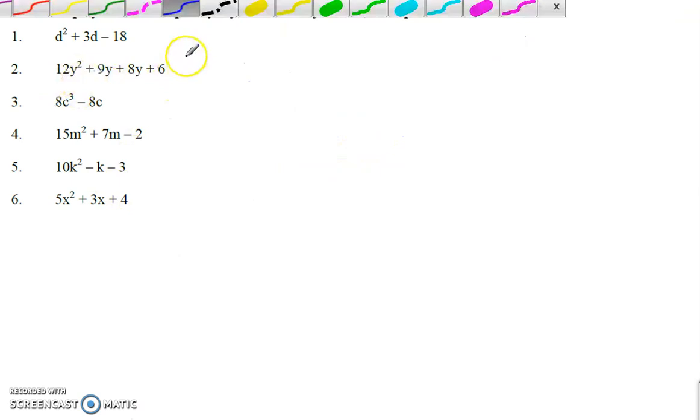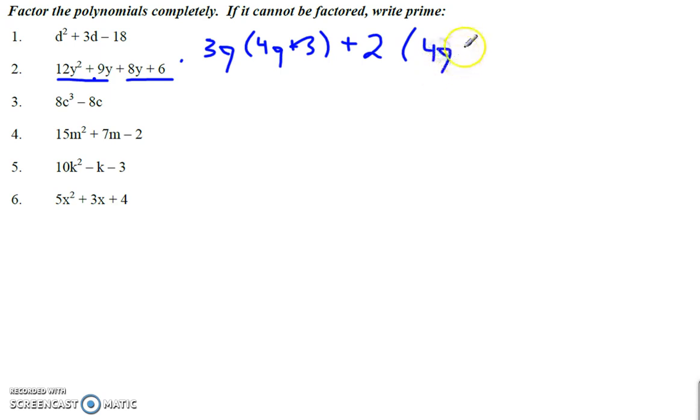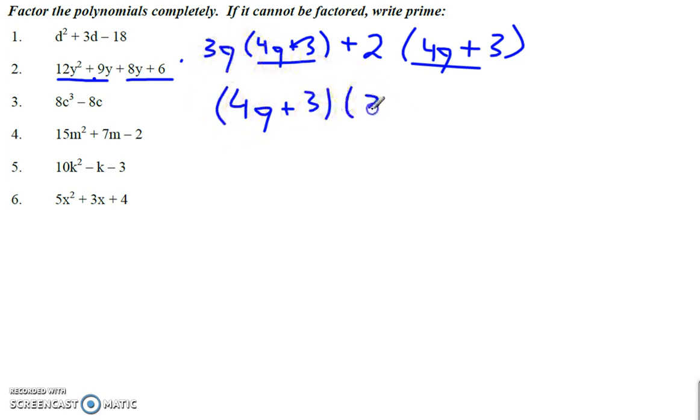Okay, on number 2, we have 4 terms. So we could combine these 2 middle terms and factor it as a trinomial, or factor by grouping. Here I can factor out a 3y. If I divide them each by 3y, I get 4y plus 3. And then over here I can factor out a 2, so plus 2, and that leaves me with 4y plus 3. Notice the parentheses say the same thing, so we're going to factor out the parentheses, 4y plus 3, and that leaves me with 3y plus 2.